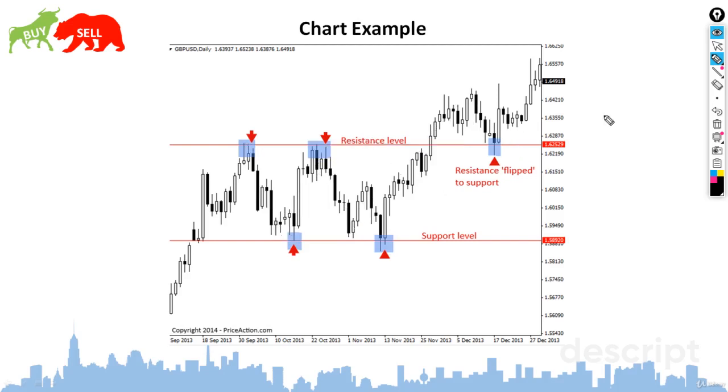What we will remark also is that the market always reacts at this resistance level and the support level. Here also we have a doji.